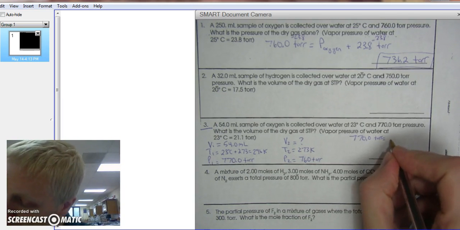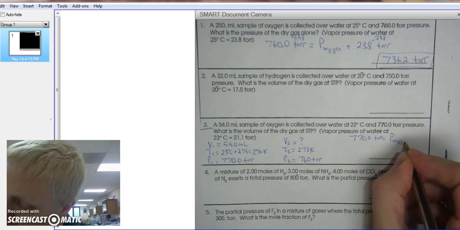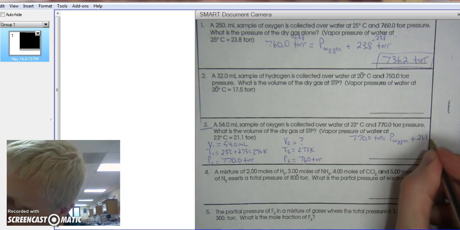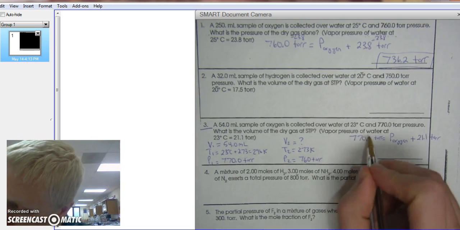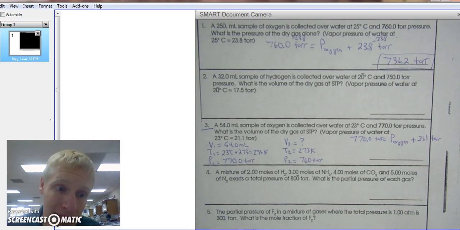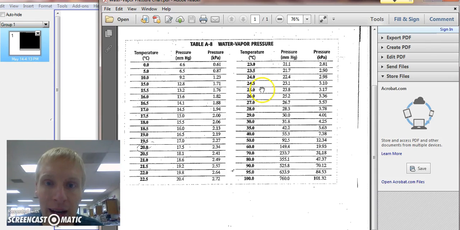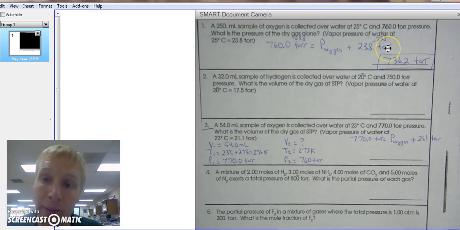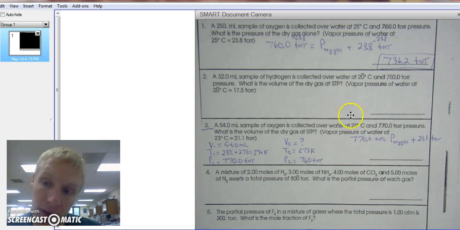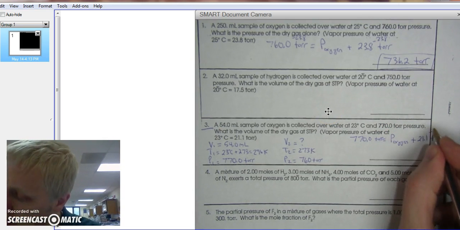And I'm not sure what my pressure of the oxygen is, but I do know my water vapor pressure is 21.1 torr. I know that because at 23 degrees Celsius it's 21.1 torr according to what they told me. If I don't believe that, I can always go to my water vapor pressure chart, and at 23 degrees Celsius it's 21.1 torr, or mmHg, because they're both equivalent values. And that's exactly what they told me here.